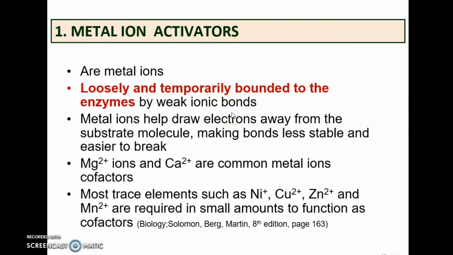Remember, all these cofactors may bind to the enzyme, but you need to remember the type of binding, whether it is permanent or temporary. In this case, the metal ion will bind to the enzyme loosely and temporarily by forming a weak ionic bond. This weak ionic bond lets the metal ion bind to the enzyme and be easily broken from the enzyme. The metal ion helps draw electrons away from the substrate molecule, making the bond less stable and easier to break.